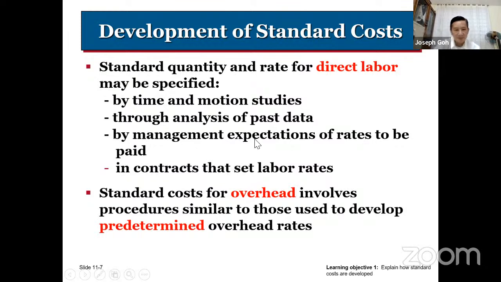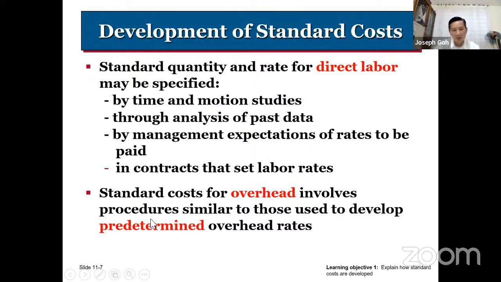In contrast, that set labor rates. Sometimes, in contrast, means that they will also compare for any exceptional cases before they set the labor rate. They will always counter check, or maybe do a check with other competitors, things like that. Not only follow the conventional way. Okay, so then we come to the overhead.